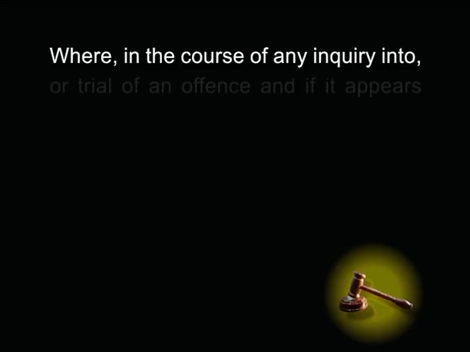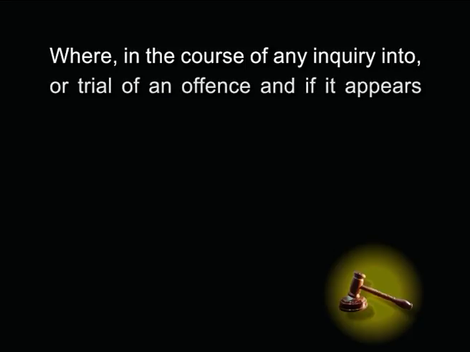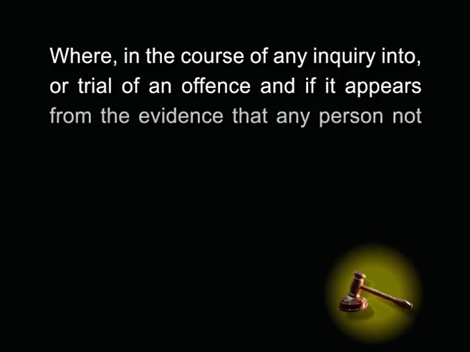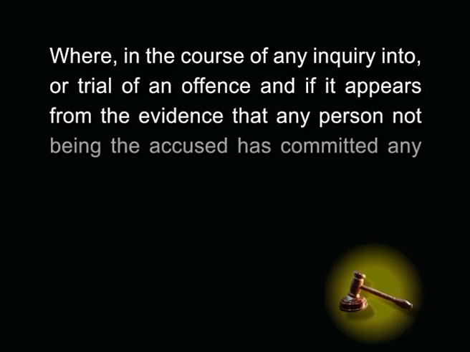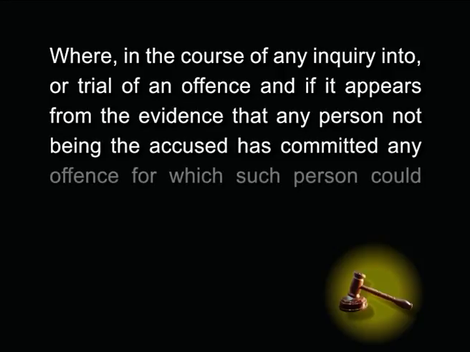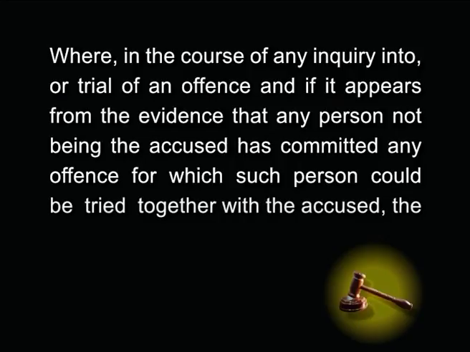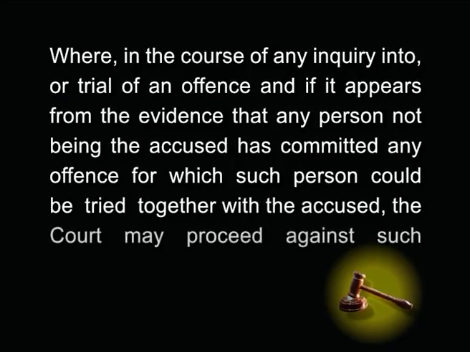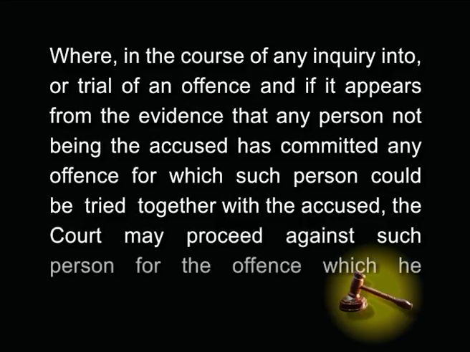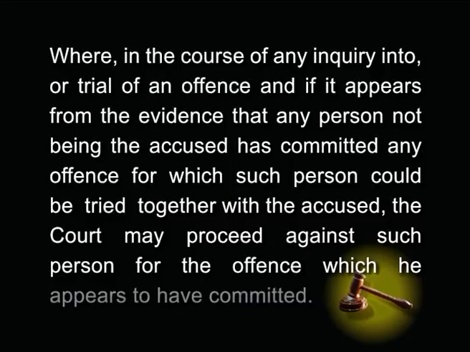Power to proceed against other persons appearing to be guilty of offence. Section 319 clause 1 states, where in the course of any inquiry into or trial of an offence, it appears from the evidence that any person not being the accused has committed any offence for which such person could be tried together with the accused, the court may proceed against such person for the offence which he appears to have committed.